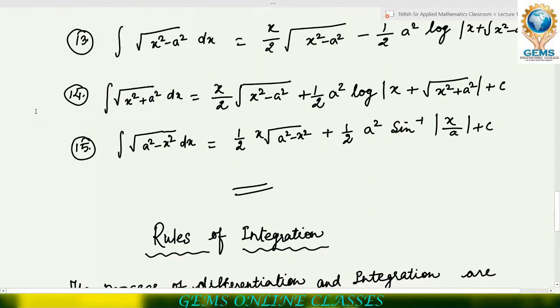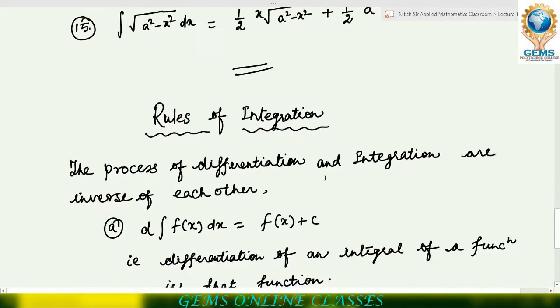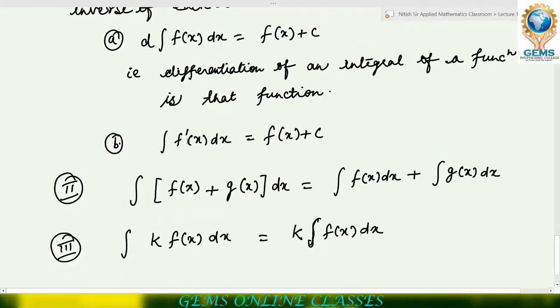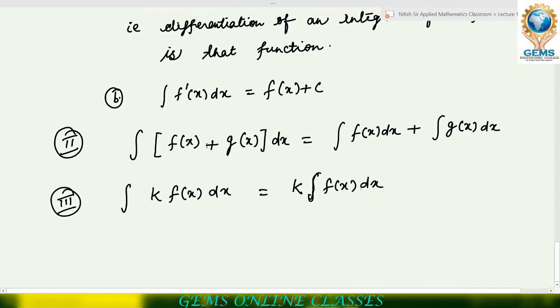So in the first lecture I gave the regular formulas, and in the second lecture I gave special formulas and rules of integration. In the rules of integration we saw that the antiderivative of f dash x is fx only. If two parts are there, then we can integrate them separately. If a constant is there, then we can take the constant outside the integral. So these are the things I have covered today.